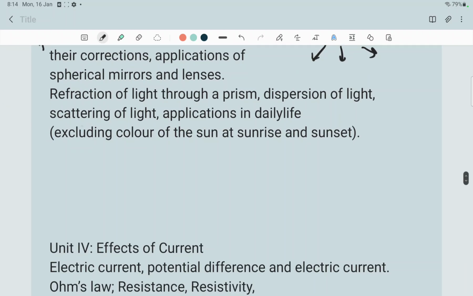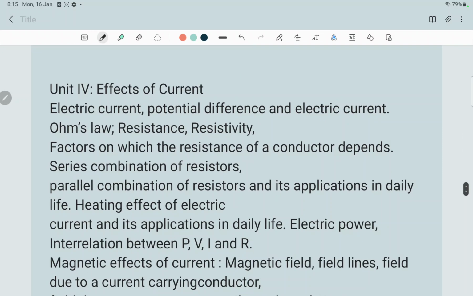Next, the major questions come from this part, which is refraction of light through a prism, dispersion, scattering of light, and atmospheric refraction. So we are going to discuss this in detail. Then we have the next unit, which is unit number 4. Here we have chapter 12 and 13, which comes out to be a total of 13 marks.